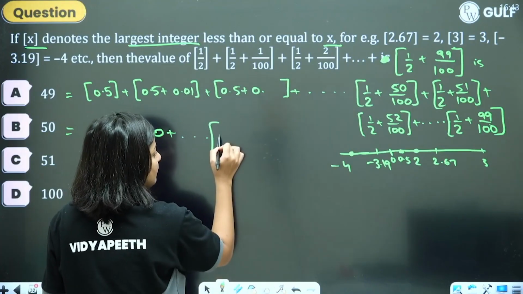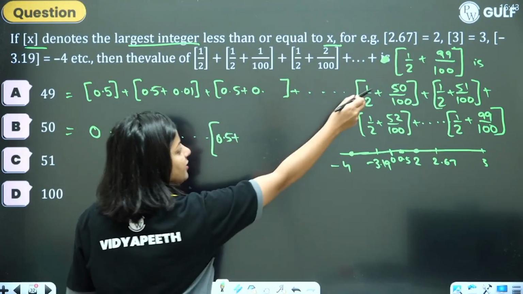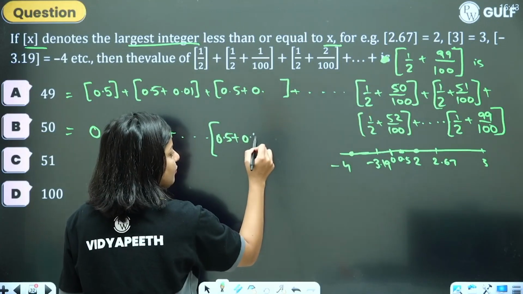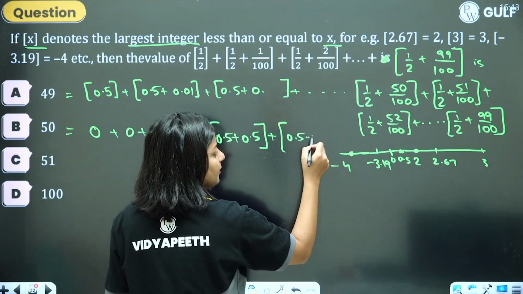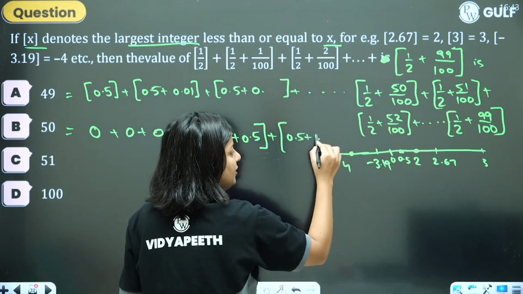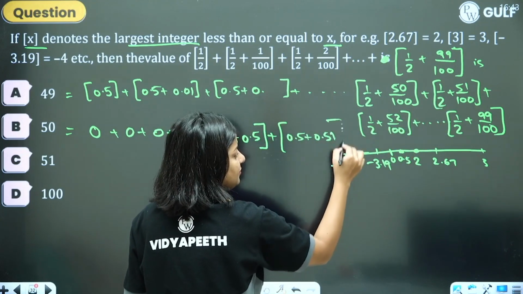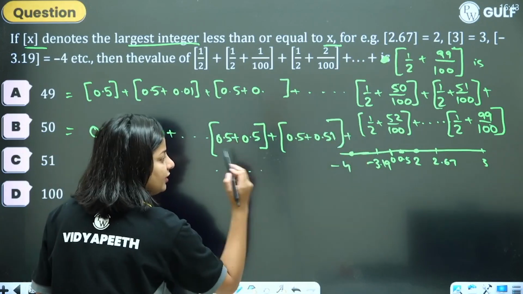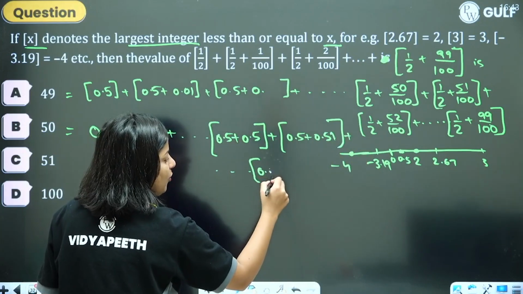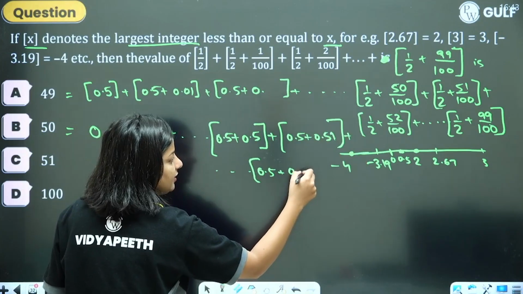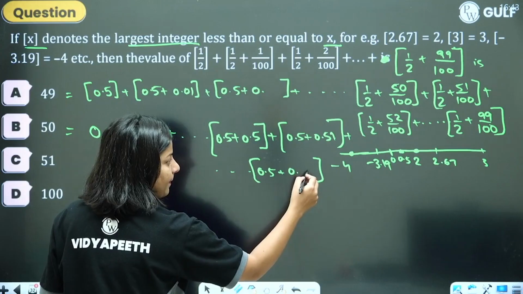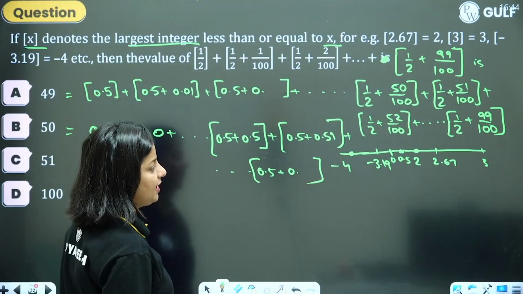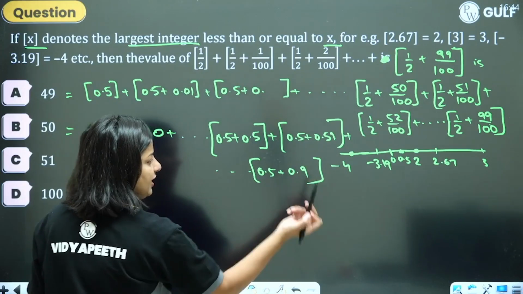This term is 1 by 2 means 0.5. 50 by 100 is 1 by 2. That is again 0.5. 0.5 plus 51 by 100 will be 0.51 something like that. And so on. Till 99 by 100 it will be 0.5 plus point something, right? More than 0.5 basically. How much will it be? 99 by 100 is almost 1. So this will be like 0.9 or something.